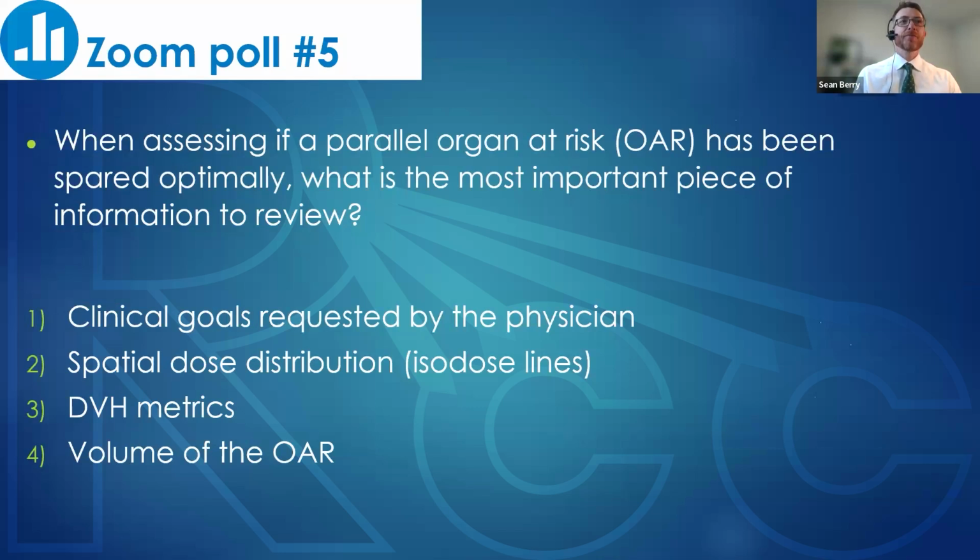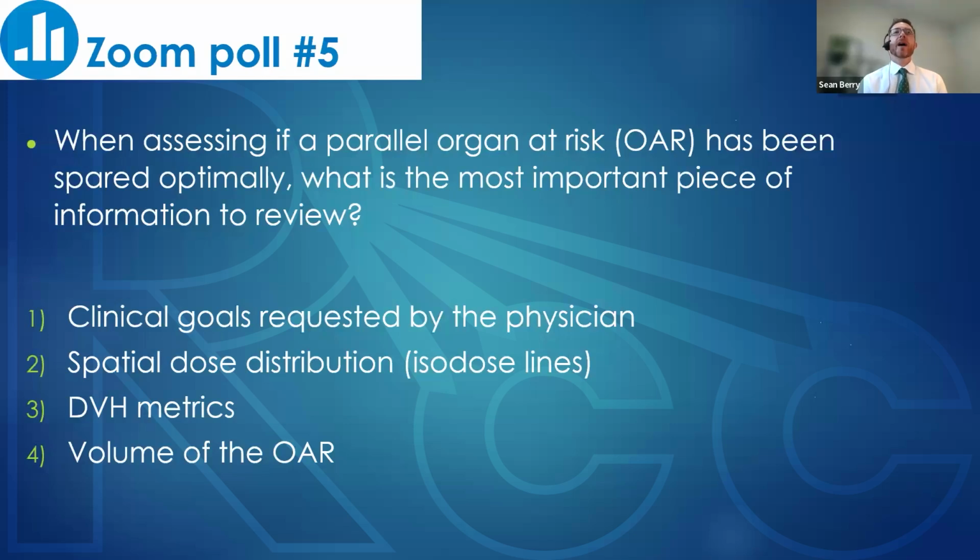So number 5, when assessing if a parallel organ at risk has been spared optimally, what's the most important piece of information to review? We have some results coming in. Looks like we're about a third of the way. Looks like they're slowing down now. So we have a mix of answers. I'm going to end it here and share. All right. So there's a mix of answers here.